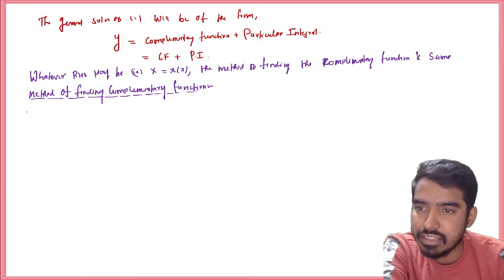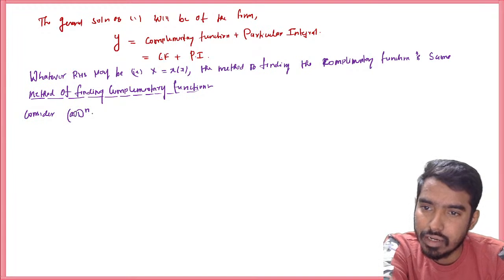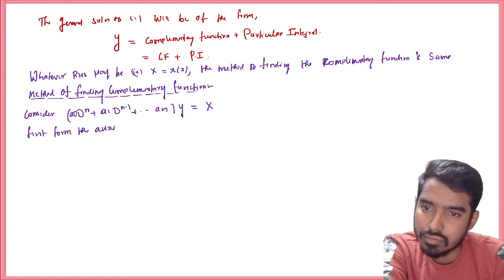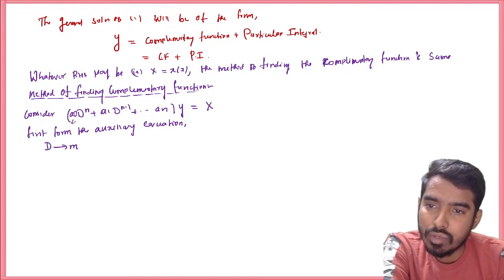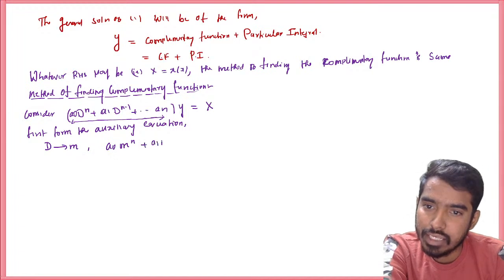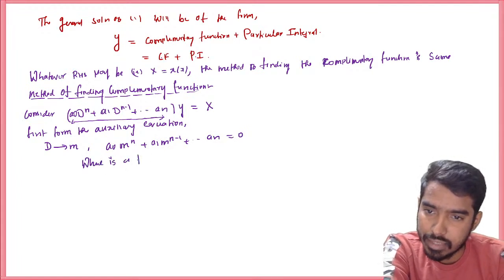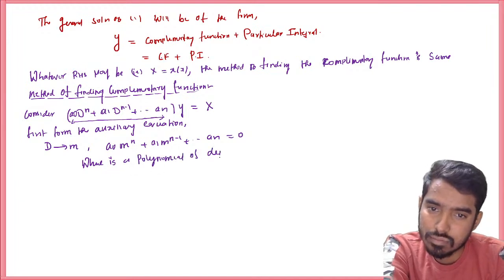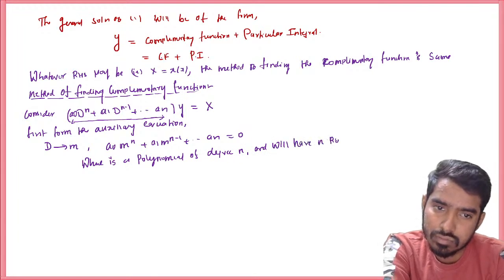So for finding the complementary function, consider the nth order linear differential equation with constant coefficients, a naught D^n plus a1 D^(n-1) and so on up to an, of y is equal to capital X. First form the auxiliary equation. To form the auxiliary equation, you replace this capital D by m and equate this term to 0. So you will have a naught m power n plus a1 m power n minus 1 and so on up to an is equal to 0, which is a polynomial of degree n, and we'll have n roots.